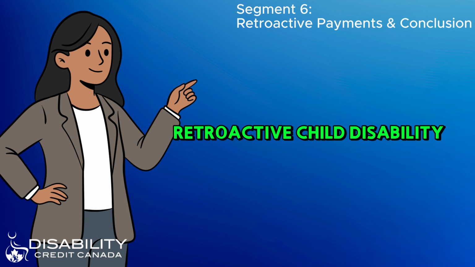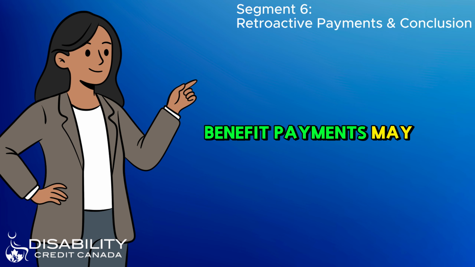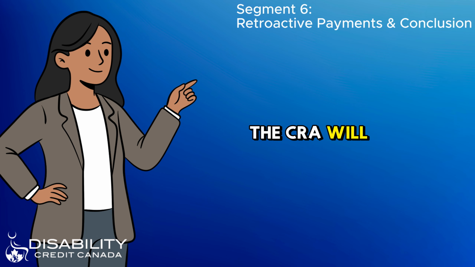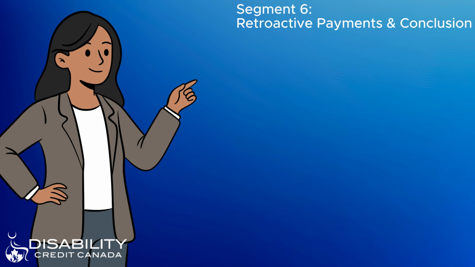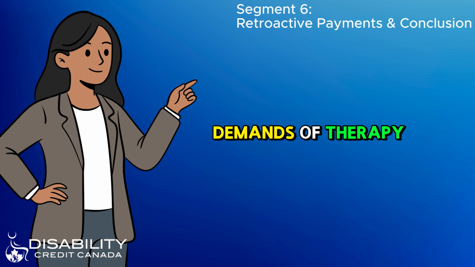Furthermore, retroactive child disability benefit payments may also be issued. The CRA will typically automatically provide payments for the two most recent benefit years once eligibility is confirmed, while earlier periods can be requested in writing. Because the CDB is income-based, the CRA will review your adjusted family net income for each applicable prior year to calculate your refund. Combined, these retroactive adjustments can add up to thousands of dollars in vital relief to help offset the long-term demands of therapy, medical care, and daily support.